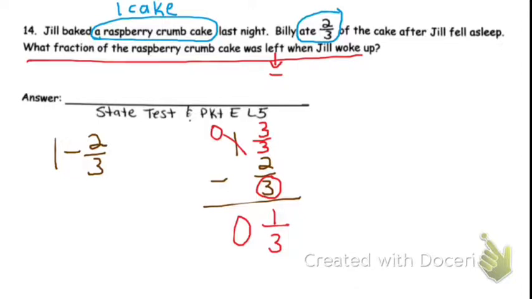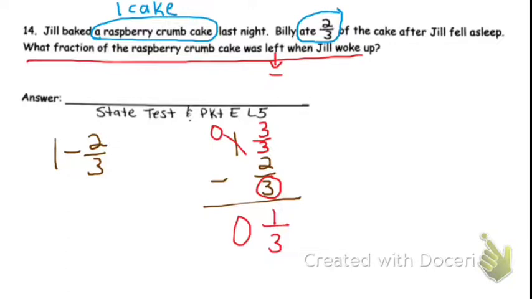So now let's switch back from chocolate to the actual problem, which is cake. And think about it. There was one whole raspberry crumb cake. Billy took it and broke it into 3 pieces. He cut it into 3 equal pieces, so he had 3/3 of the cake. He ate 2 of those pieces, so what was left by the time Jill woke up? It was 1 of those pieces, or 1/3 of the cake.